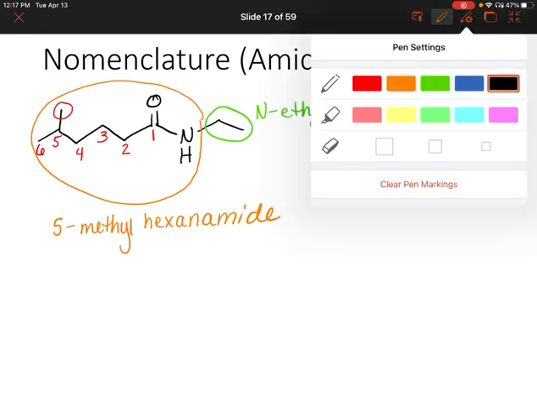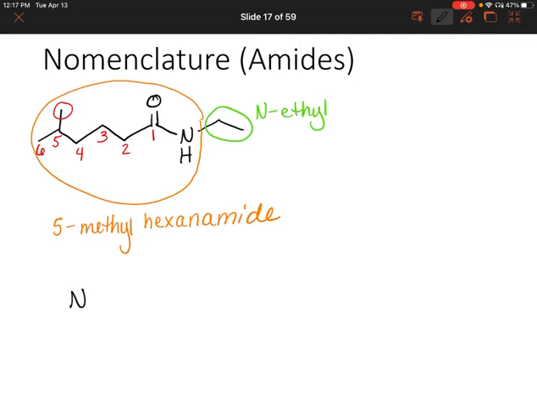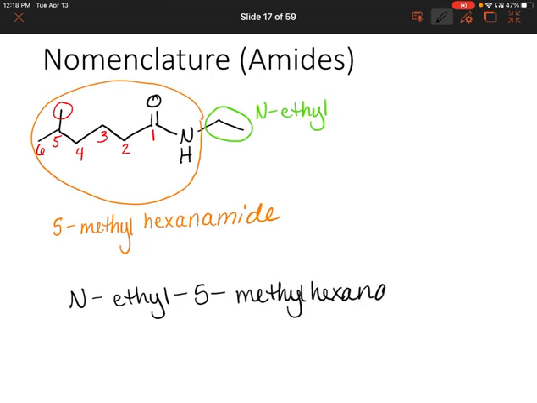Okay, so let's put all the pieces together. So this would be N-ethyl 5-methyl hexanamide.